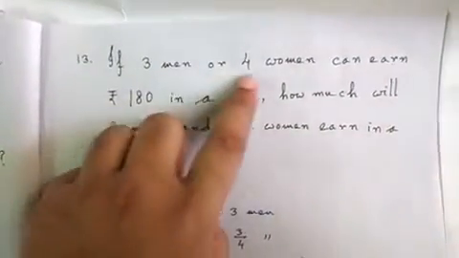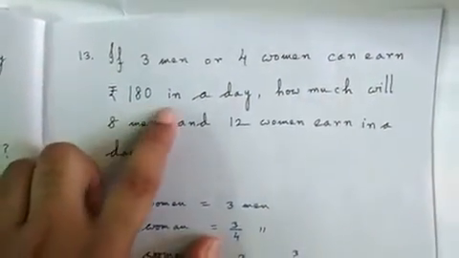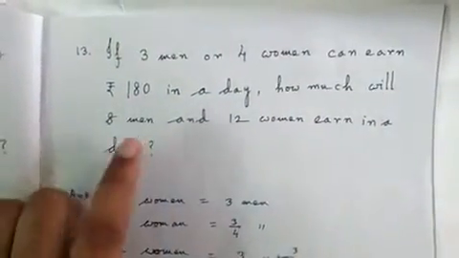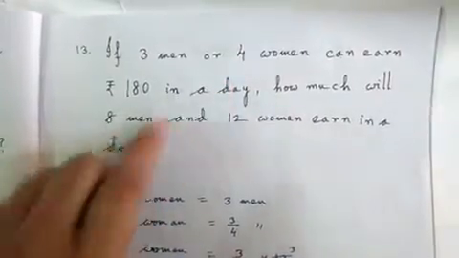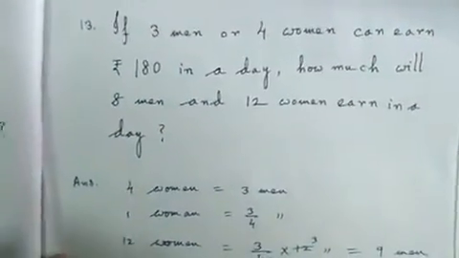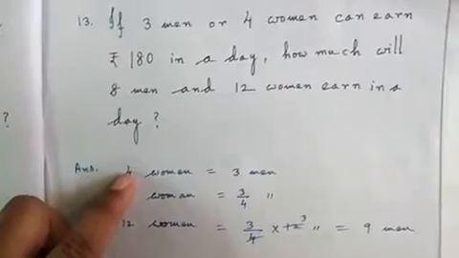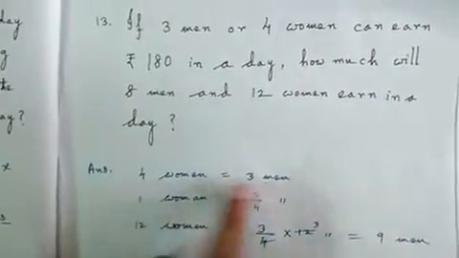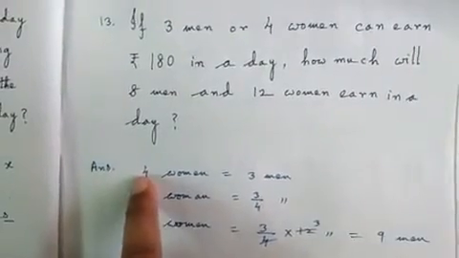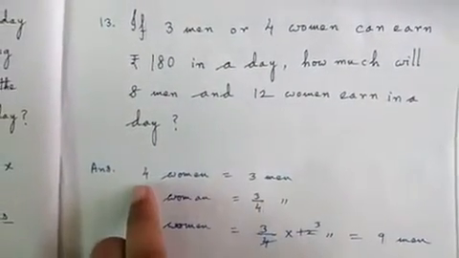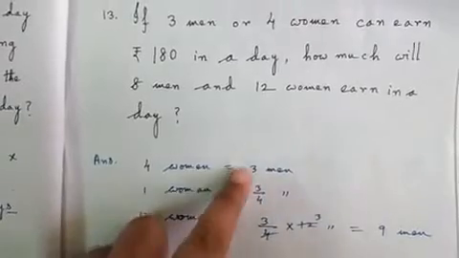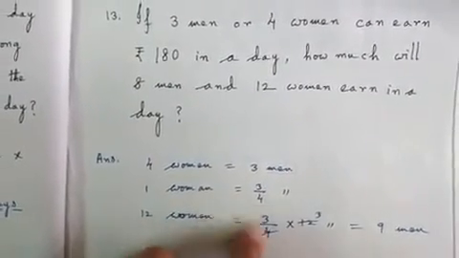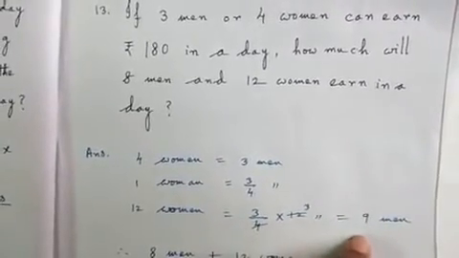If 3 men or 4 women can earn rupees 180 in a day, how much will 8 men and 12 women earn in a day? So in a day and in a day, this time will not be considered as a physical quantity because they are equal. 4 women or 3 men, so their capacities are equal. I've written that the capacity of 4 women is equal to the capacity of 3 men. In short, we write it this way. So 1 woman is equal to 3 by 4 men, unitary method. 12 women is equal to 3 by 4 into 12, which is equal to 9 men.